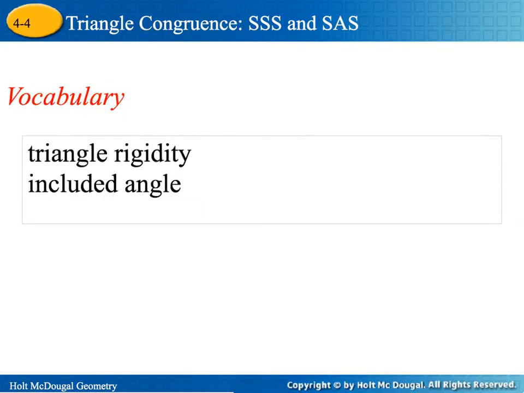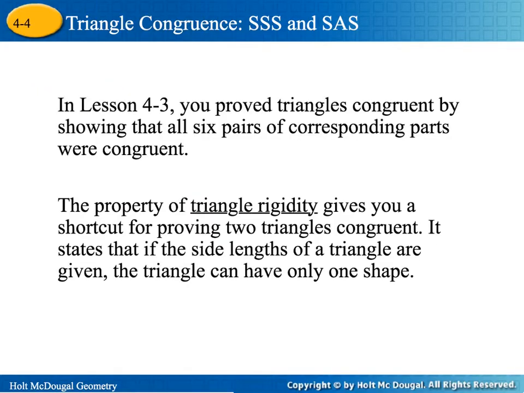Alright, so triangle rigidity and included angle vocabulary. In lesson 4.3, you proved triangles are congruent by showing that all 6 pairs of corresponding parts were congruent. That's what I just said. The property of triangle rigidity gives you a shortcut for proving 2 triangles are congruent. It states that if the side lengths of a triangle are given, then the triangle can only have one shape. So triangle rigidity is your first buzzword.